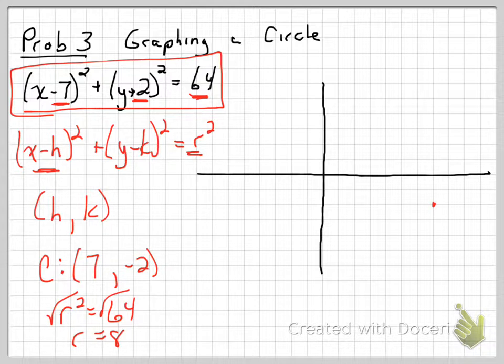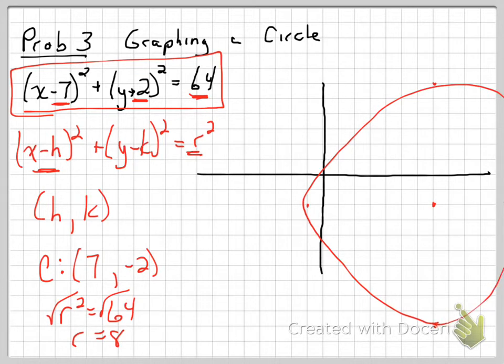So 1, 2, 3, 4, 5, 6, 7, 8 is this way. Up 8, 1, 2, 3, 4, 5, 6, 7, 8 is up here. 1, 2, 3, 4, 5, 6, 7, 8 is down here. And 8 is 1, 2, 3, 4, and 8 is all the way over there somewhere. Obviously I ran out of room, but then you would just go ahead and connect our circle.